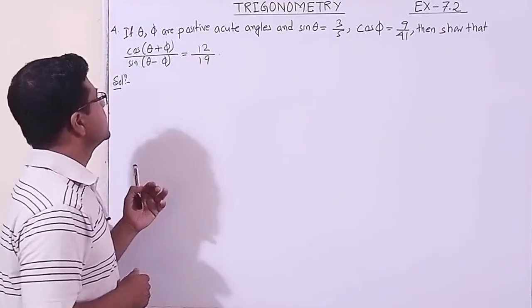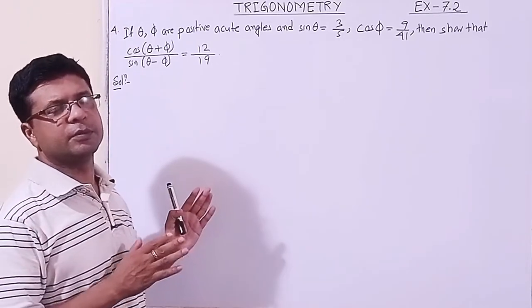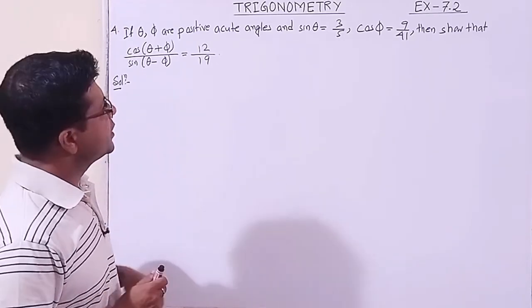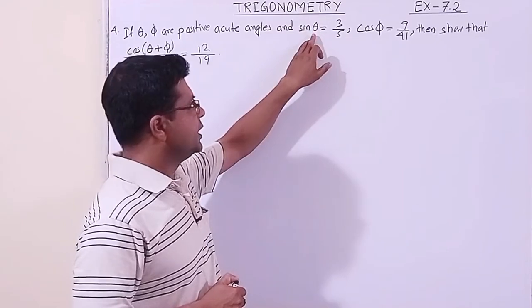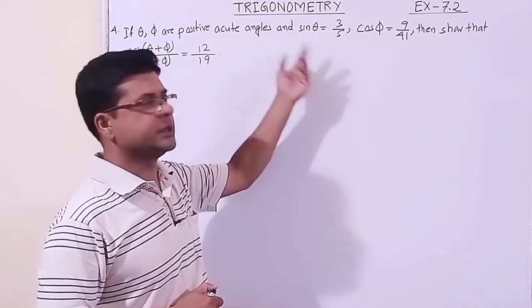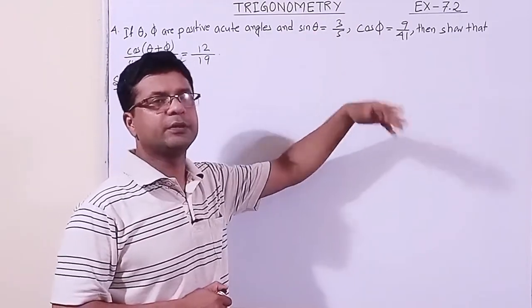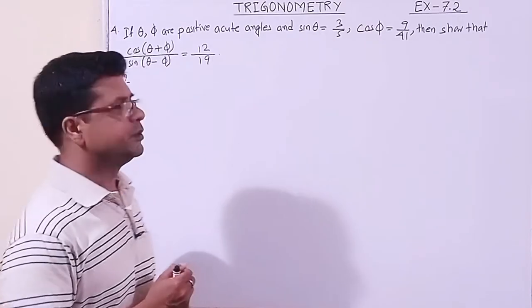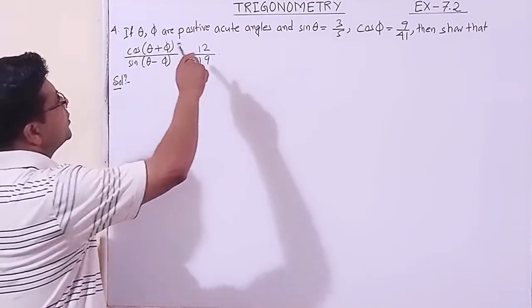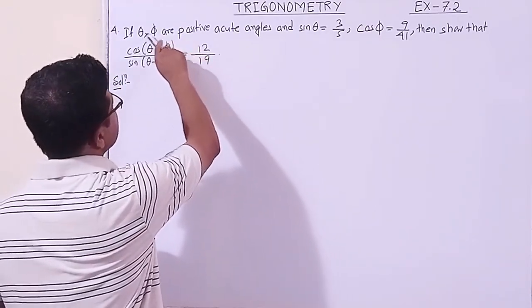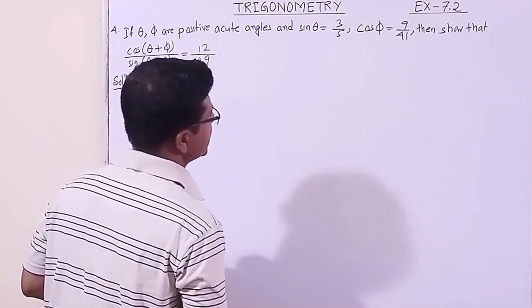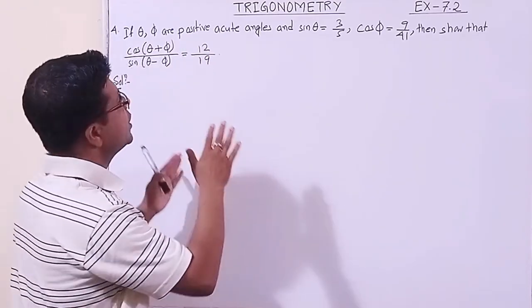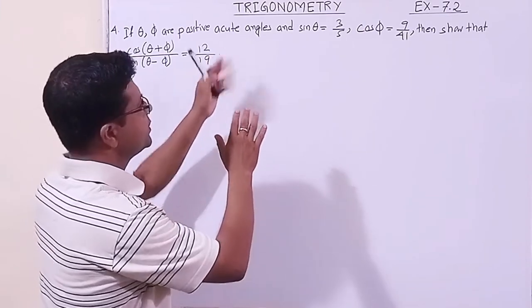Okay, this question number 4 is almost similar to question number 3. There also sin theta was given, and we had to find cos theta. Suppose cos phi is given, we had to find sin phi, like this. So here also we shall find, and one important point is given that these are positive acute angles. That means they also lie in the first quadrant. All the trigonometric ratios are positive in this case.